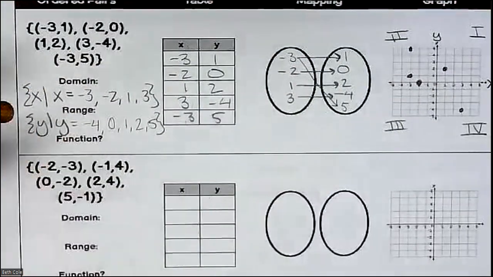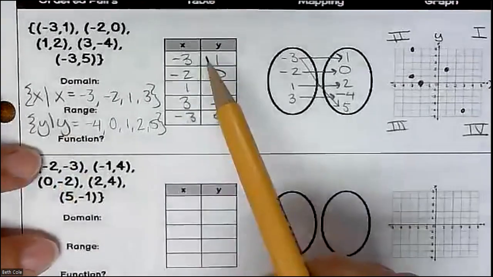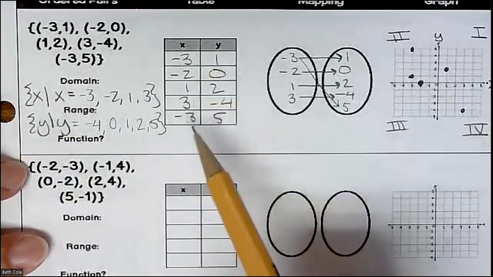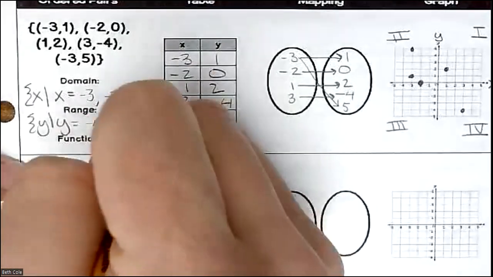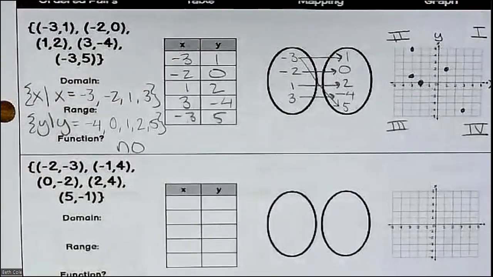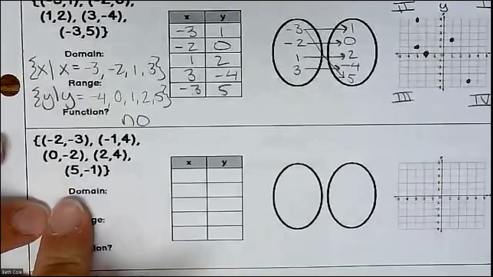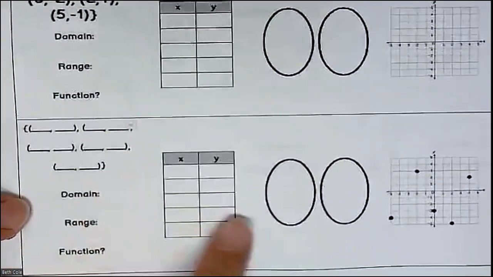Oh, I didn't answer, is it a function though? For a function, you're going to look at your x numbers. Do any of them repeat? Yes, so it is not a function. X is not allowed to repeat. If you get x repeating, then it's not a function. So I'm going to skip this one because it's the same as what we just did. I'm just going to go down to the third one.